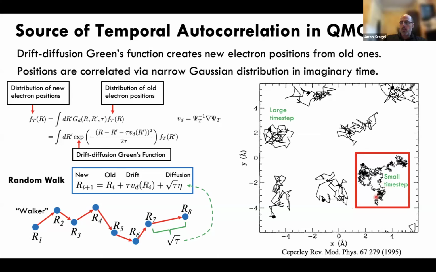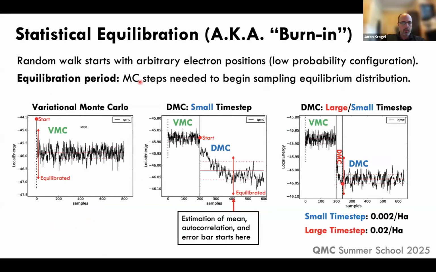So autocorrelation also relates importantly to a concept known as statistical equilibration, sometimes known as burn-in in Monte Carlo sampling. And what this means is that it takes a while for the Monte Carlo walkers to begin sampling the equilibrium distribution, the one you really want. So why is this? Well, the random walks often start with arbitrary or low probability samples, positions in coordinate space, sometimes known as out of distribution samples.